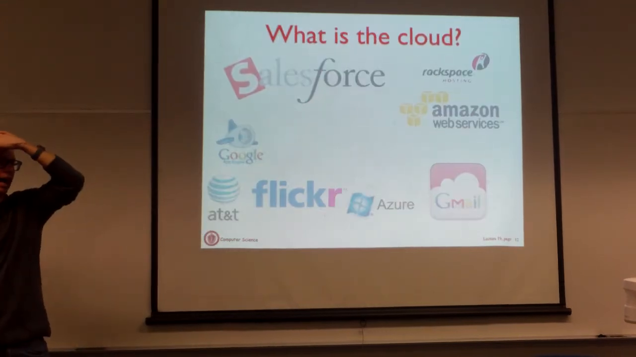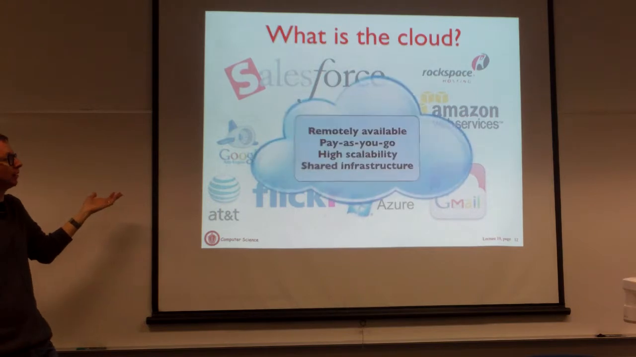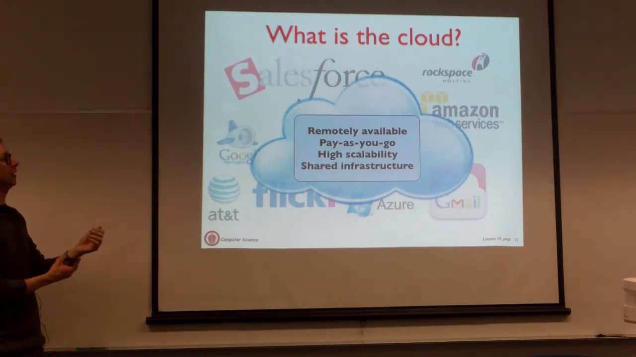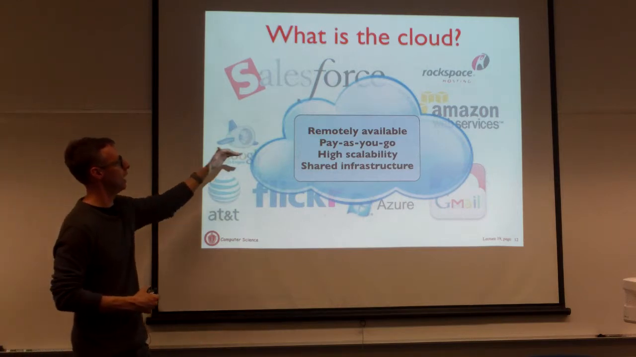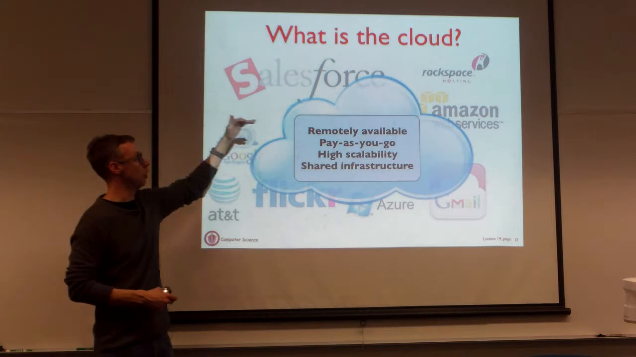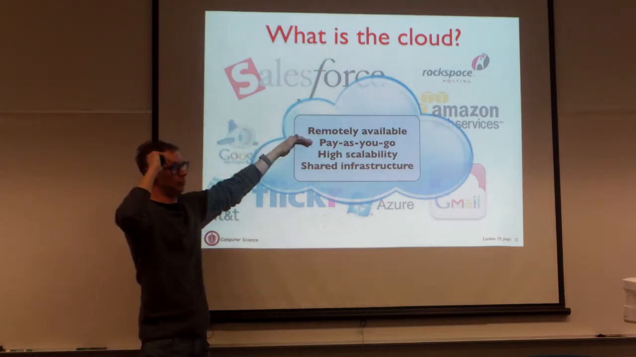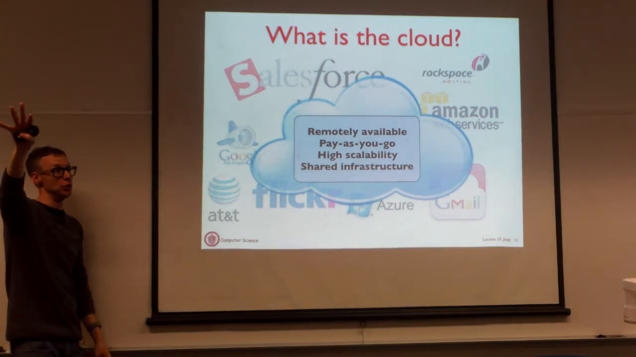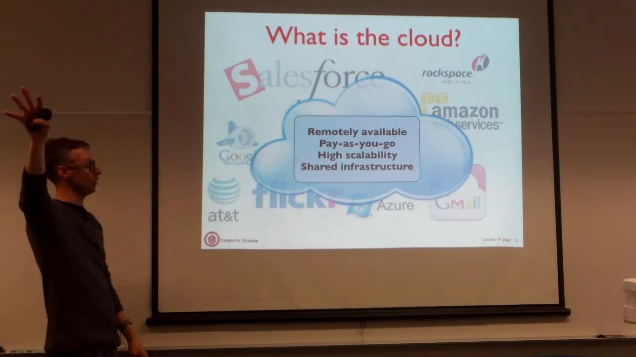So basically the cloud is hosted in data centers. The cloud is a lot of stuff. Everyone has their own take on the cloud. I would characterize it with these 4 different characteristics. Remotely available, right? You're accessing data centers. You pay as you go. You pay for the computation that you're using, the cycles that you're using, the storage that you're using.